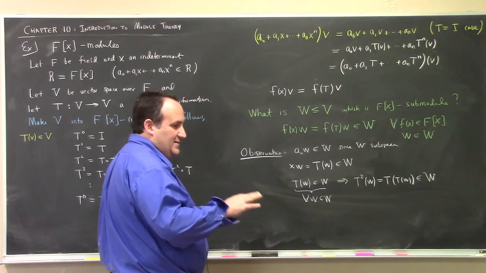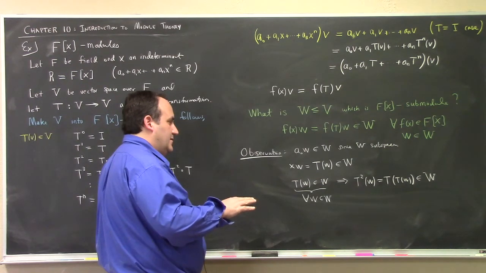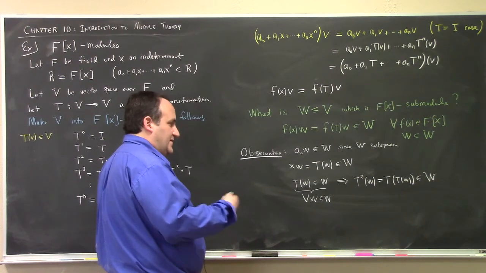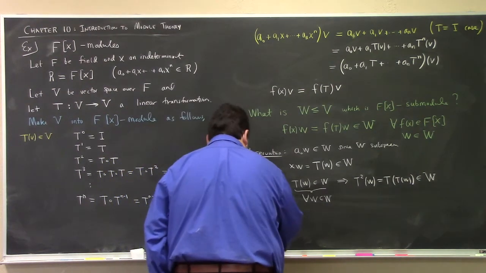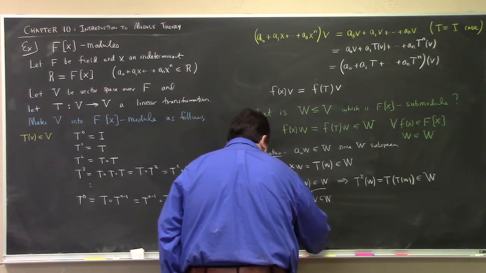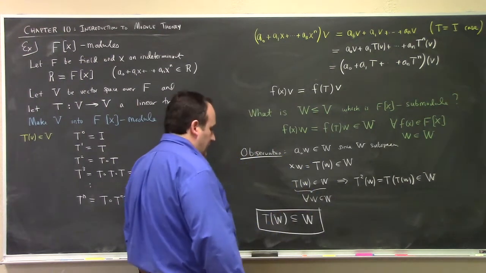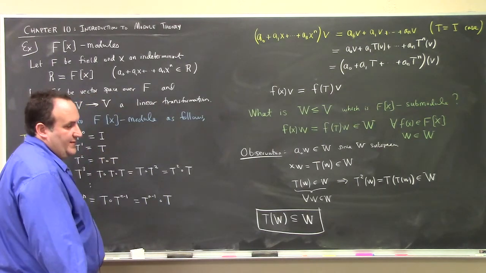So it suffices to know that W is a fixed subspace of T. Basically the condition is that T of W is a subset of W. This is the condition that is needed for W to be an F[x] submodule.